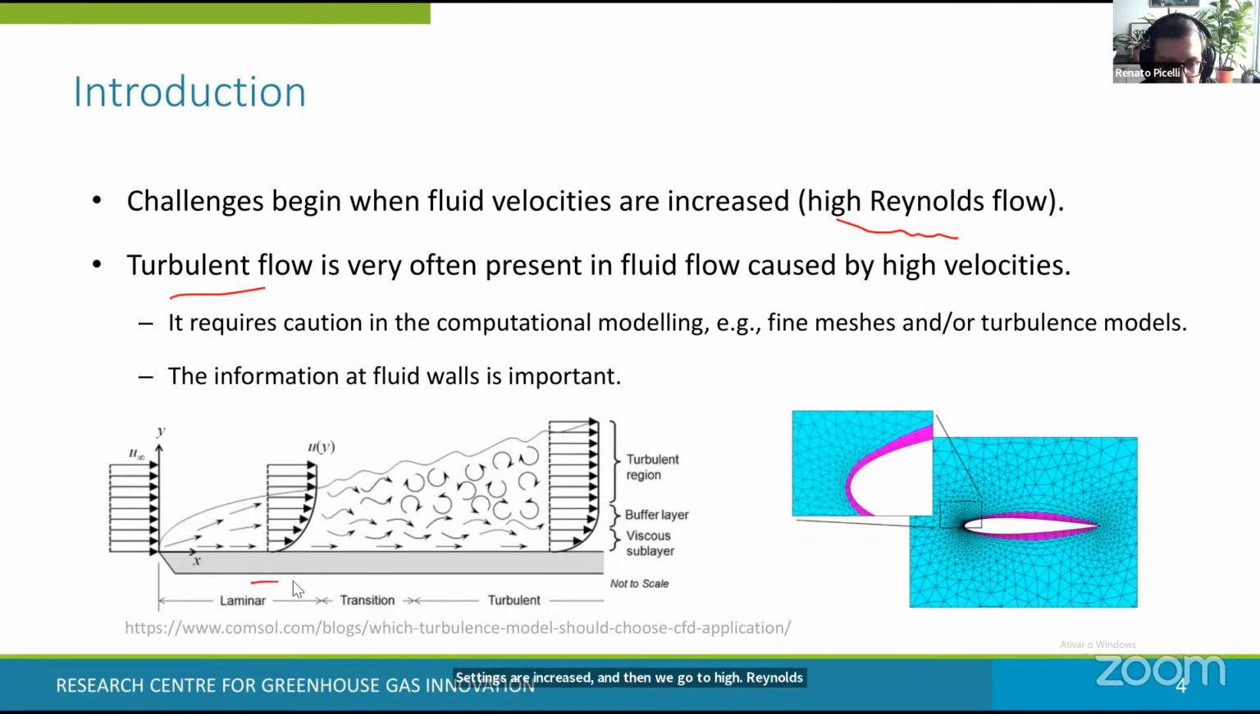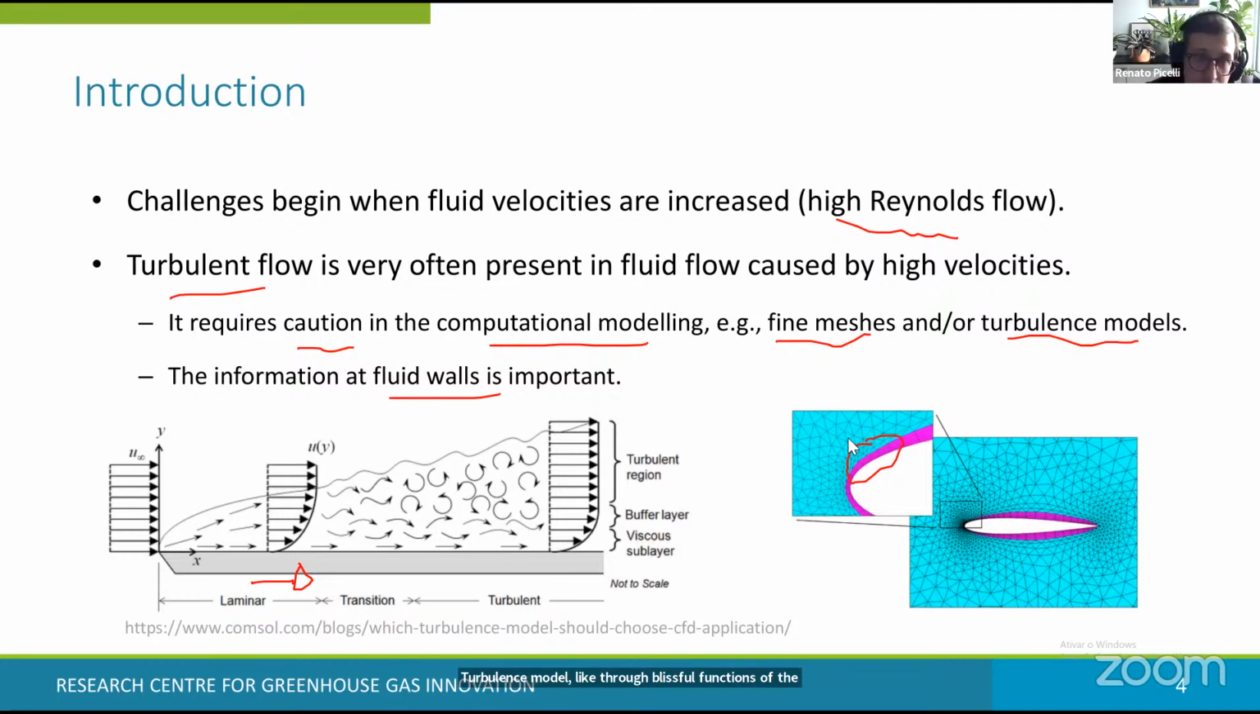You can see here an illustration that shows laminar flow transitioning to turbulent. You can see how much more complex turbulent flow is. When modeling turbulent flow, we require caution in the computational modeling, either by using refined meshes or turbulence models. And that specifically requires information at the fluid walls. So the information at the fluid walls is important, either to refine the meshes at the fluid wall or to use a turbulence model like turbulence wall functions at the walls, etc.